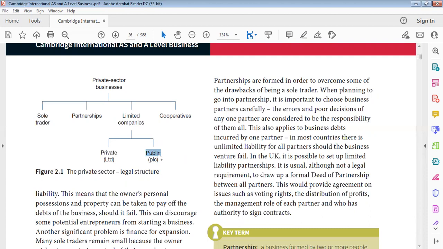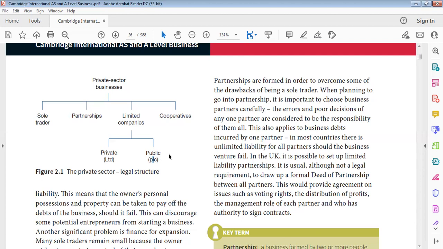Public company or public sector means it is owned and controlled by government. But here we are talking about public limited. Look at this word, limited, or PLC, public limited company. So you have to be very careful. This is not owned or controlled by government. This is just like any other private firm, but obviously there is some difference. We'll learn the difference later on.